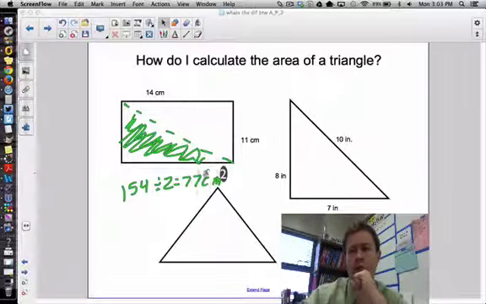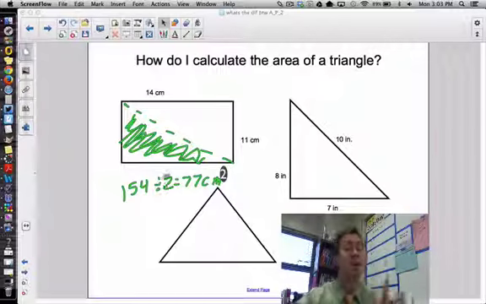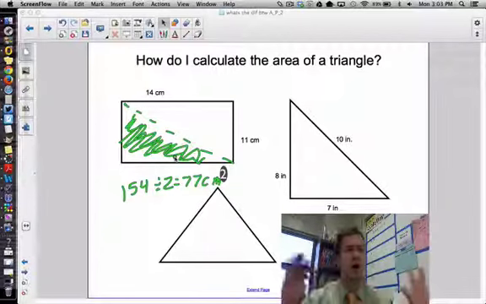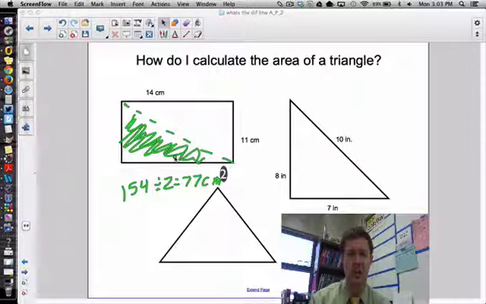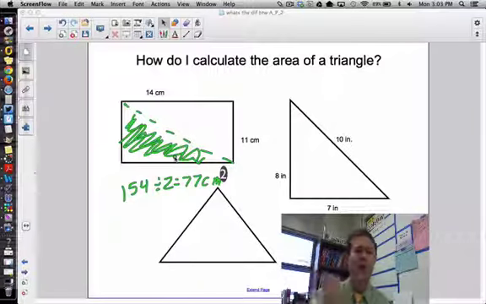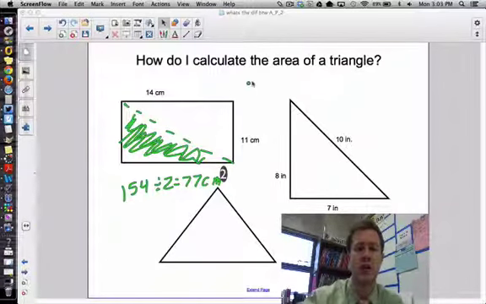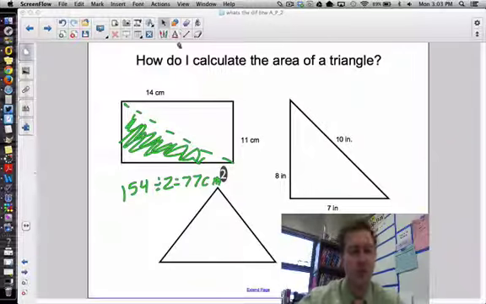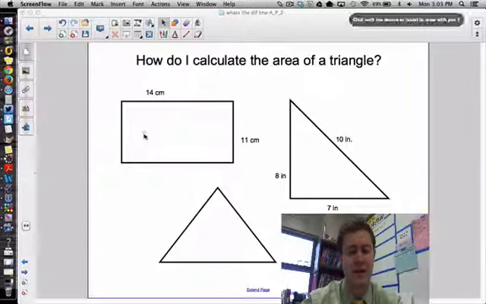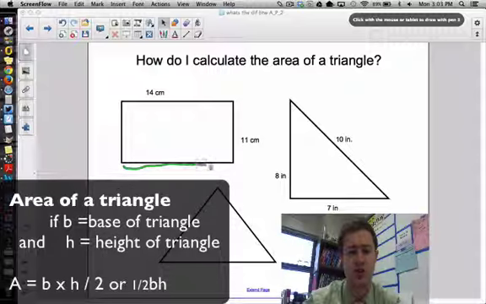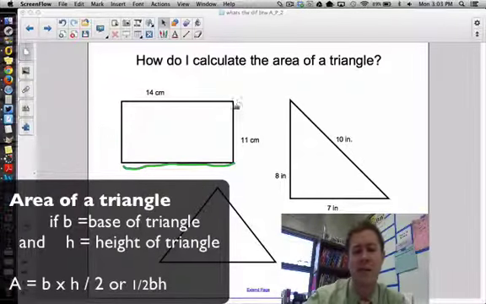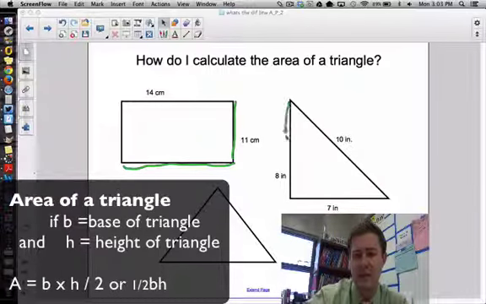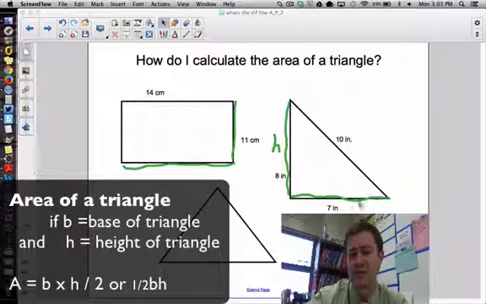Well, the way that we did that was precisely the way that we find the area of all triangles. It's using the formula for a rectangle and then dividing it in half. And here's the official formula. It would be my base. So if I look at this, my base would be this bottom. And the height, if it's a right triangle, would be this height here. This would be your h, my height. This would be my base.